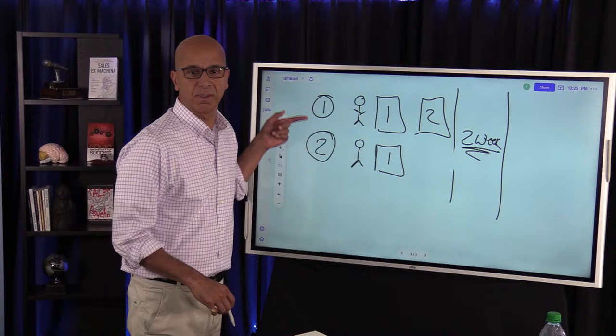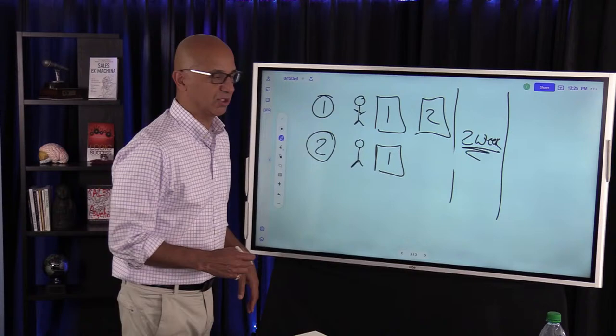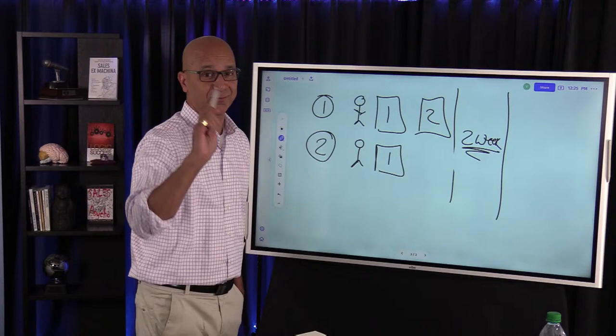What do you think? One or two? After 2 weeks, remember, this person studied once, reviewed the material twice. This person did it just once. And then 2 weeks later, they took the exam. Who do you think did the best? If you answered one, you're wrong. If you answered two, you're wrong. They found no difference. This was interesting.